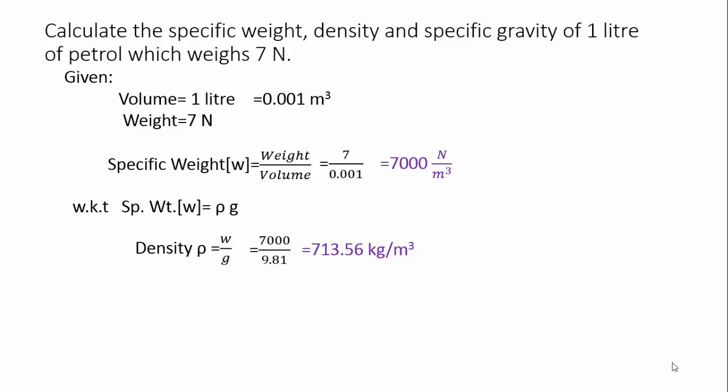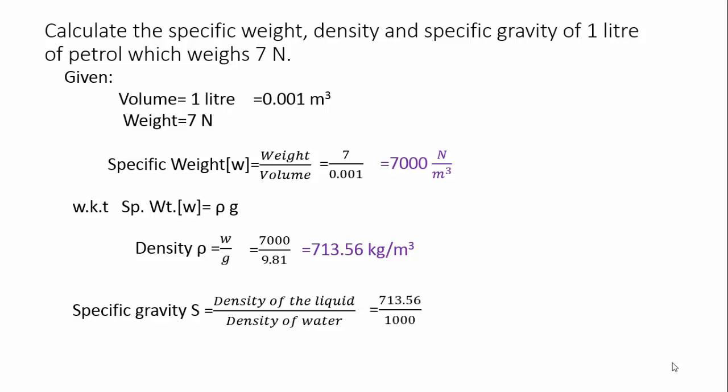Then we have to find out the value of specific gravity. We know the formula for specific gravity, that is density of the given liquid divided by density of water. So density of the given liquid is 713.56 and we know the density of water is 1000 kg per meter cube. So 713 divided by 1000, it gives 0.714. There is no unit for specific gravity because density divided by density will leave us without unit. So these are the three solutions for this problem. While writing answers, please ensure you are writing the proper units.